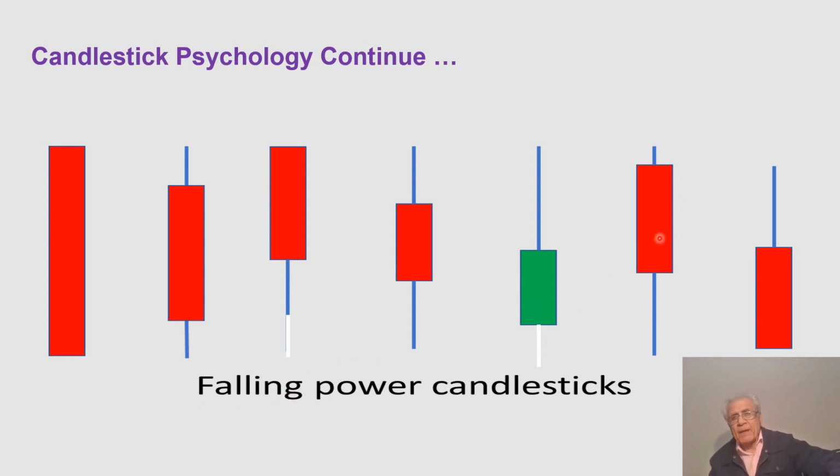This is again a long bearish candle with a very small upper shadow, and the lower shadow is smaller compared to the body, so that signifies a falling power. This one is a bearish candle, and again the bearish push the price down and increase the bearishness, so again that's a falling power. So altogether signifies a falling power candlestick. So that is again candlestick psychology.